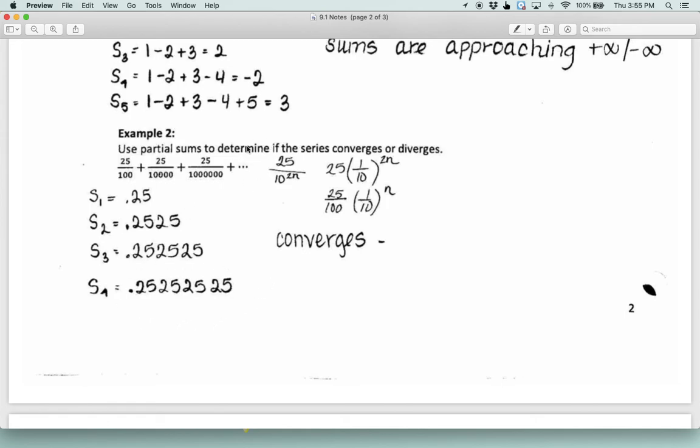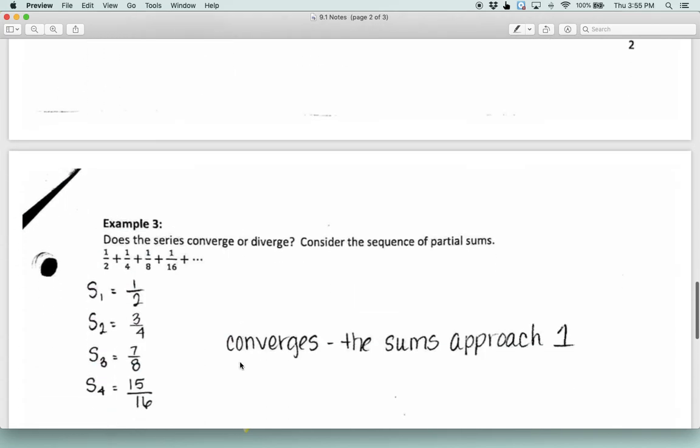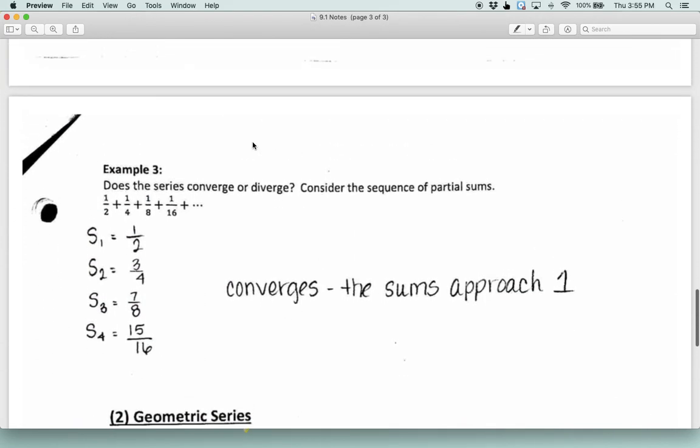The fourth term would be the next one. We would have 8 zeros down on the bottom, and you can see what's happening. These values are approaching 0.25 repeating. It's getting longer and longer the further we go out, so we can assume that this series converges to 0.25 repeating because that's the limit of our partial sums. Okay? There's one more example on here.